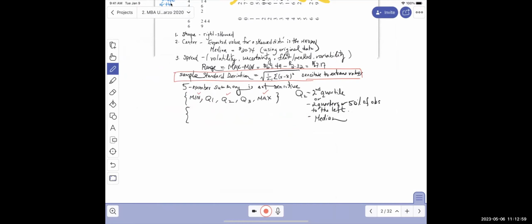So the minimum was 2.32. You can put it as dollars. Q1 was 14.35. Q2 was 20.74, which we calculated. And then Q3 was 33.80. And finally, the maximum was 69.49. Great. Okay, that's a 5-number summary. Now, what do we do with that? I'm going to make it a little bit smaller because I tend to get larger and larger as I go.